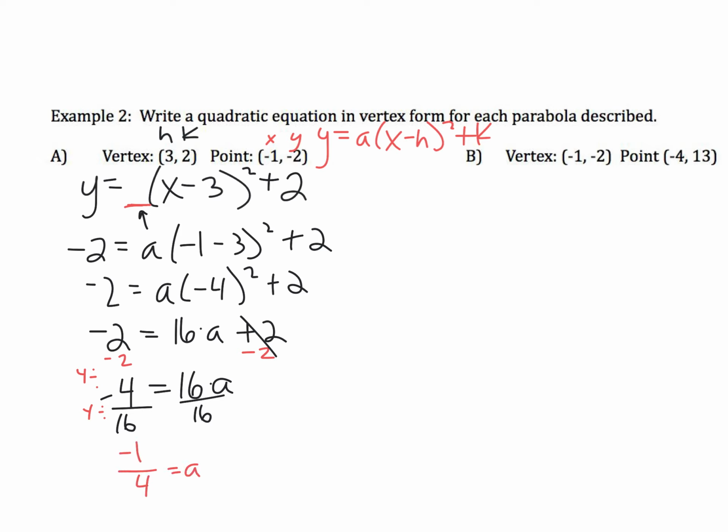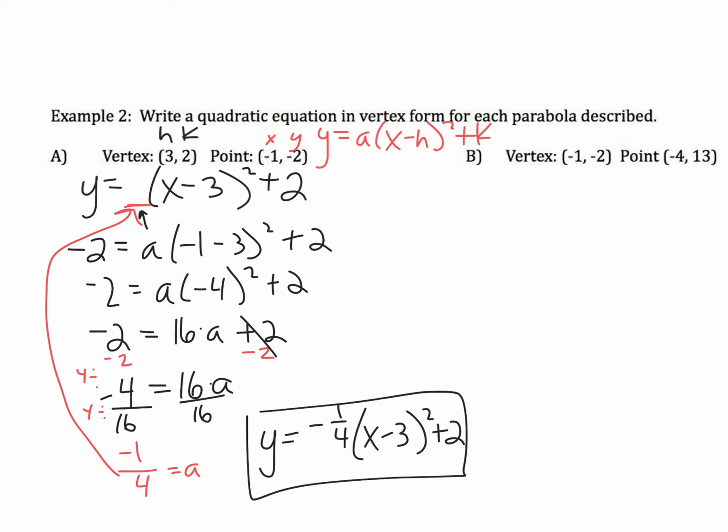There's my a value. So now since I have my a value, for my final vertex form, I will put that a in its correct spot. So finally, my vertex form is y equals -1/4, and I just write what I had from the start, x minus 3 squared plus 2. Plug your vertex back in, and there is our final vertex form.